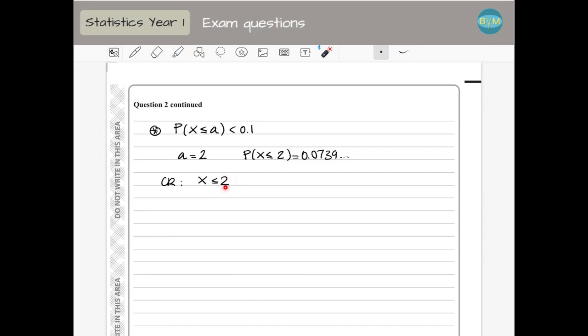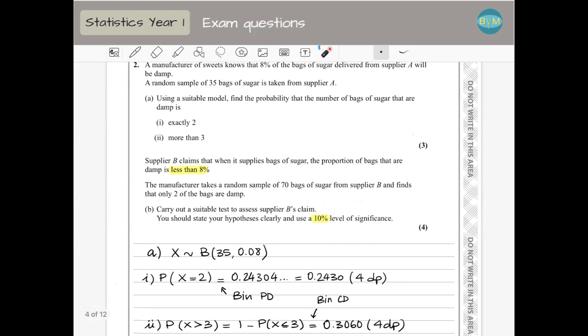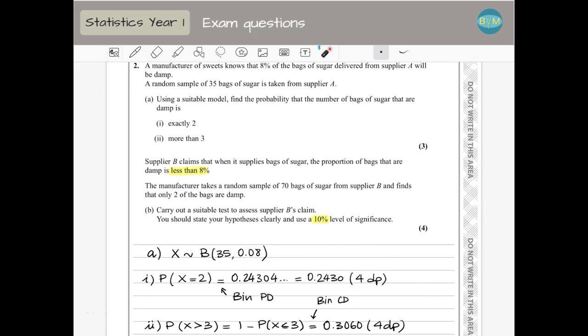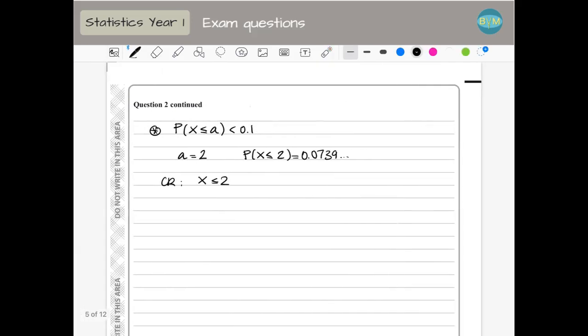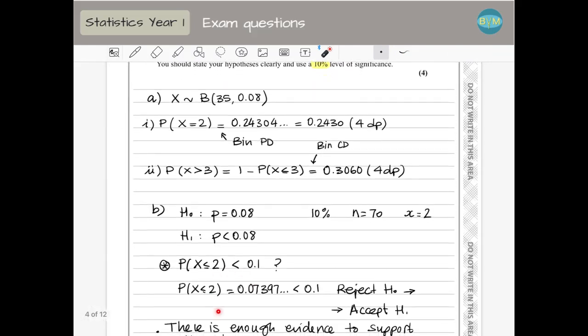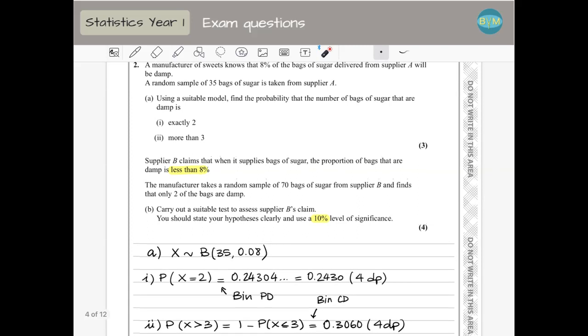So my critical region is going to be X smaller or equal than 2, which means that if my observed value is 2 or smaller, I'm going to reject. And it's precisely 2, so the observed value is 2, it says here. So I have to reject because 2 is in the critical region, so I have to reject H0 and accept H1. Obviously, you're going to get the same answer using the critical region method or the other method. As I say, it's up to you which one you decide.